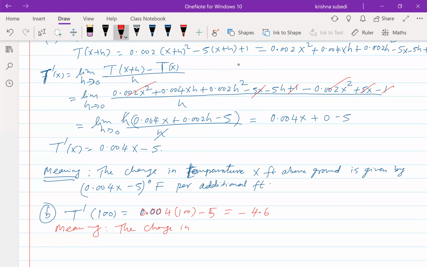So what this represents, the meaning is the change in temperature x feet, now this 100 feet, okay, just replace that x by 100 feet above the ground, is given by, because of the negative sign, decreases by 4.6 degrees Fahrenheit per additional foot.